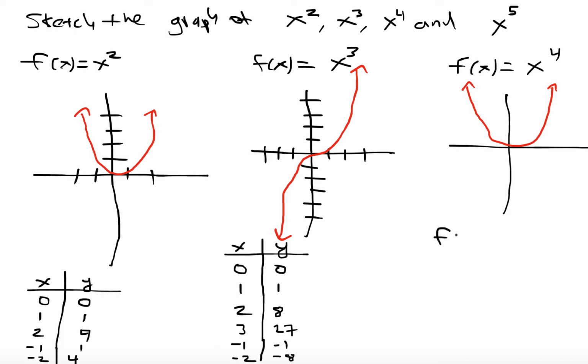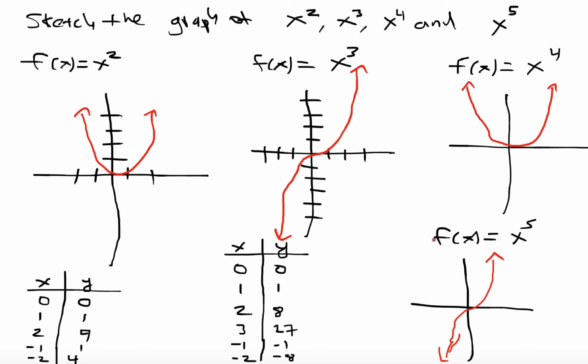And then similarly, what about x to the fifth power? What do you think is going to happen? Well, it's an odd function, so it should look a little something like this. When we say it should look similar, what we mean is it's not going to be a U shape. We're going to have this so-called S shape. So it goes down to the left, and then we go up and to the right.